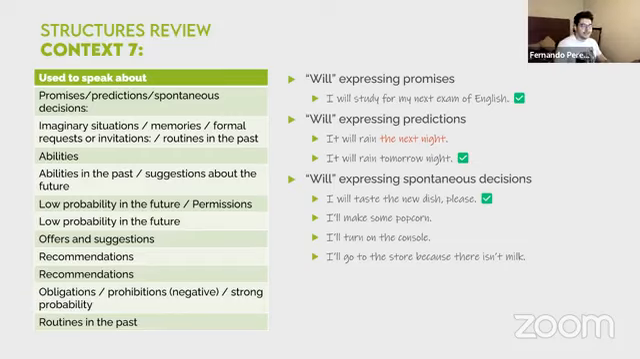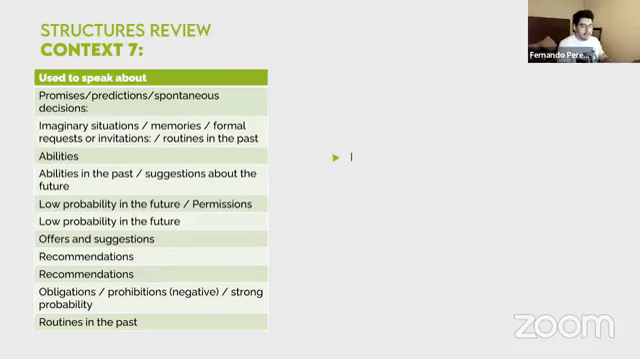In your case, Benji, do you understand this one? Yeah, the spontaneous decisions, yes. Well, all in general. Perfect. If that is not a problem, we can pass to the next one. The next one is a little bit less complicated in a way, right? Can I erase this? Yes, teacher. Cool. We are talking about imaginary situations.